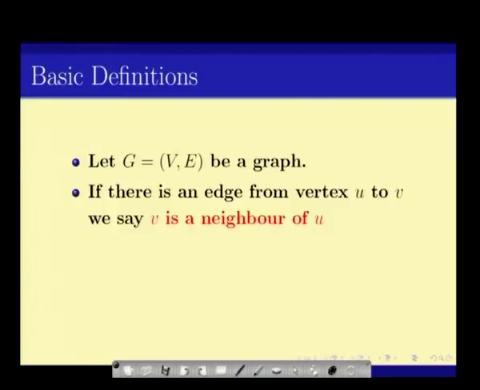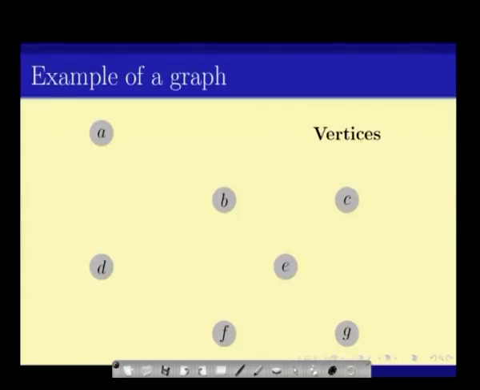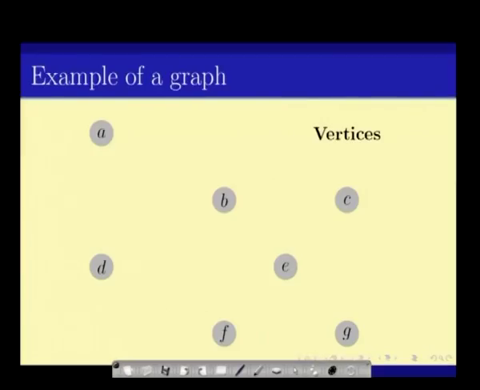If there is an edge from vertex U to vertex V, we say that V is a neighbor of U. Sometimes we also say that V is adjacent to U. For an undirected graph, the total number of edges that go out of U, which is the same as the total number of edges that go into U, is called the degree of the vertex U. For example, here we have a set of vertices, represented by circular nodes in the plane, and the edges, which are pairs of vertices, are represented by a straight line or some curved line joining those two vertices.